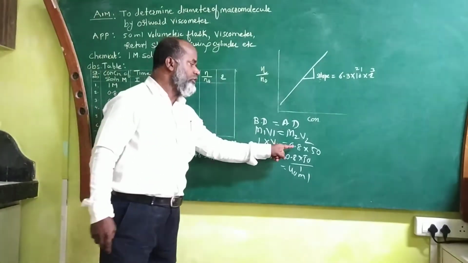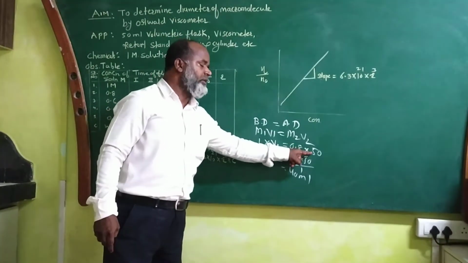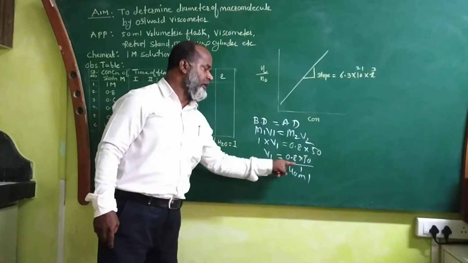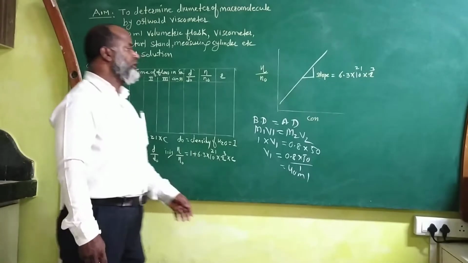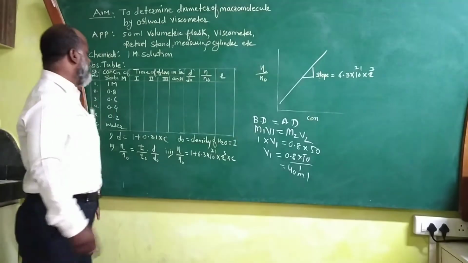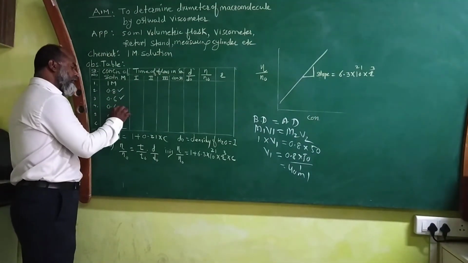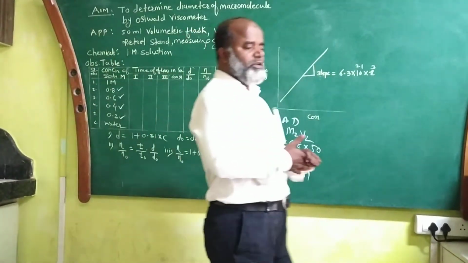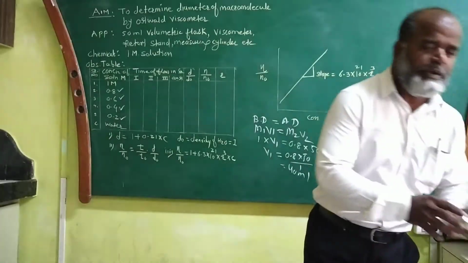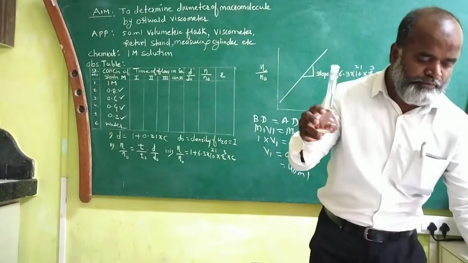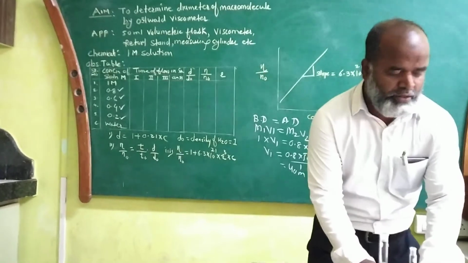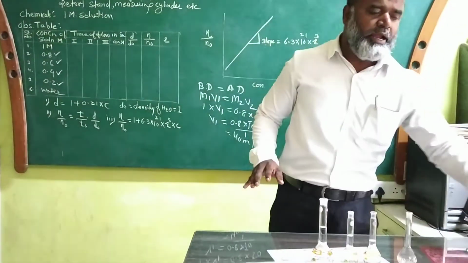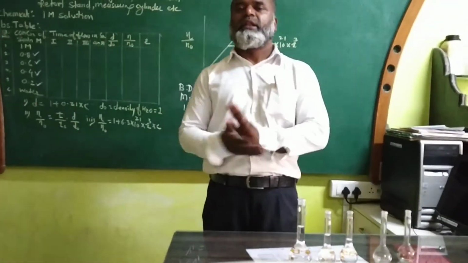In the same way, you have to make 0.6. 0.6 into 50 means 30 ml, so 30 ml plus 20 ml of water. Like this, with the help of this formula, we can prepare 0.8 molar, 0.6 molar, 0.4 molar and 0.2 molar. For your convenience, I prepared 2 solutions. This is 1 molar, this is 0.8 molar, and these are 0.6 molar. Now you can prepare 0.4 and 0.2, and water will be taken directly.